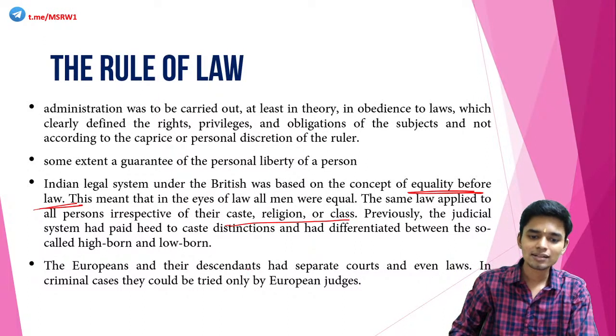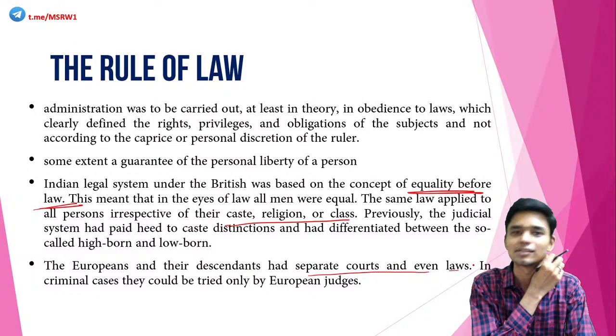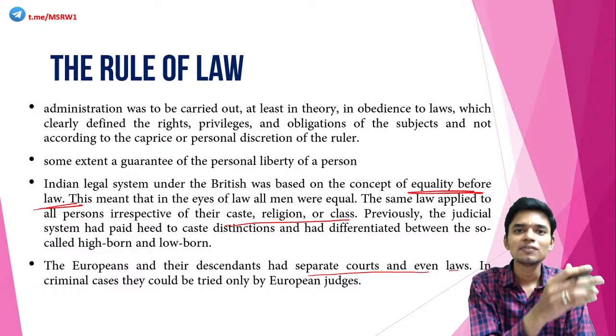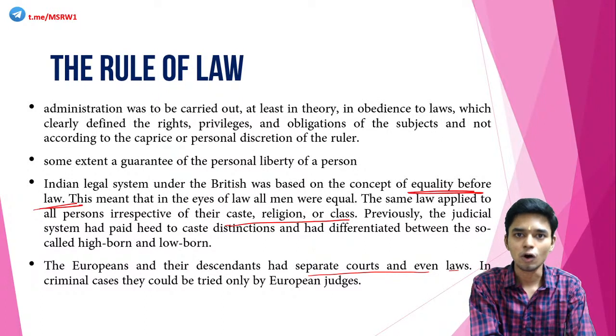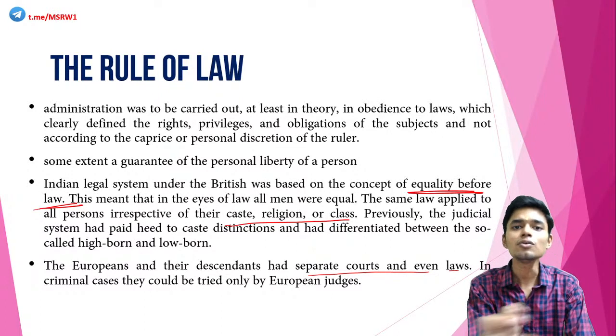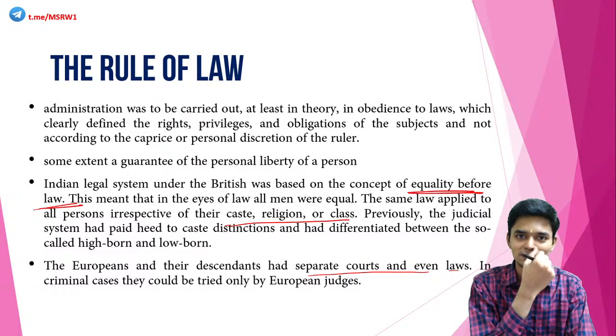The Europeans and their descendants had separate codes and even laws. This is the one drawback of the system. If the same law applied to everyone and if everyone was equal before the law, then Europeans should also have to obey the same law. They should also be brought before the same code, but they were excluded.